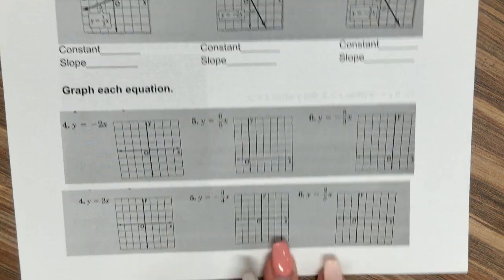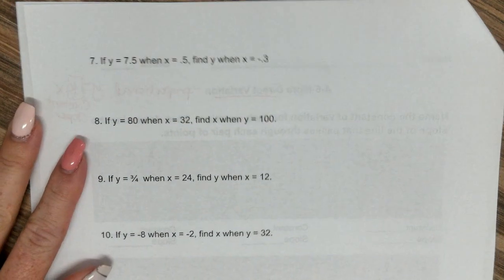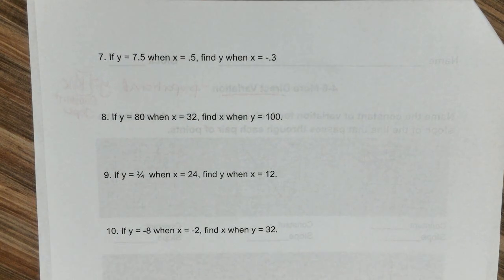Go down to the bottom. You're going to graph these equations. What are they all going to pass through? 0, 0. If you need to extend the graph, you can. Flip to the back. These are the ones I did not teach yesterday, so I'm going to do an example of one, and you've been doing these since 6th grade.